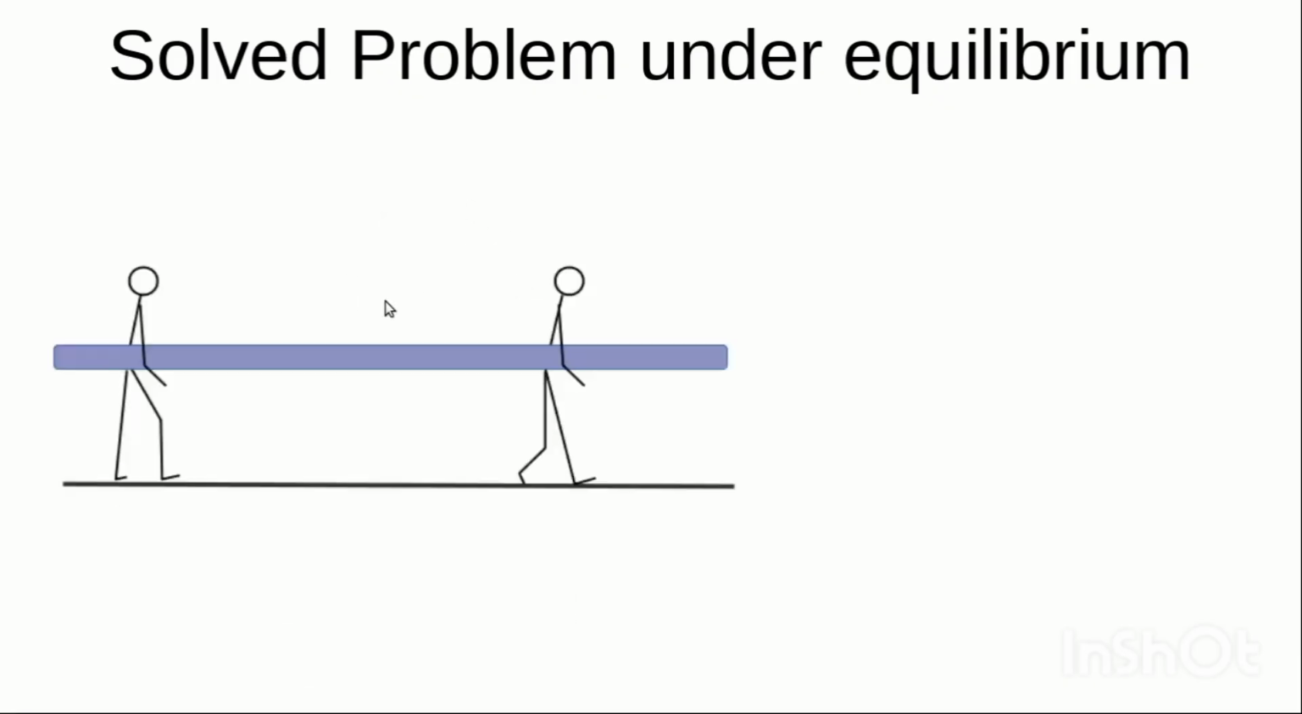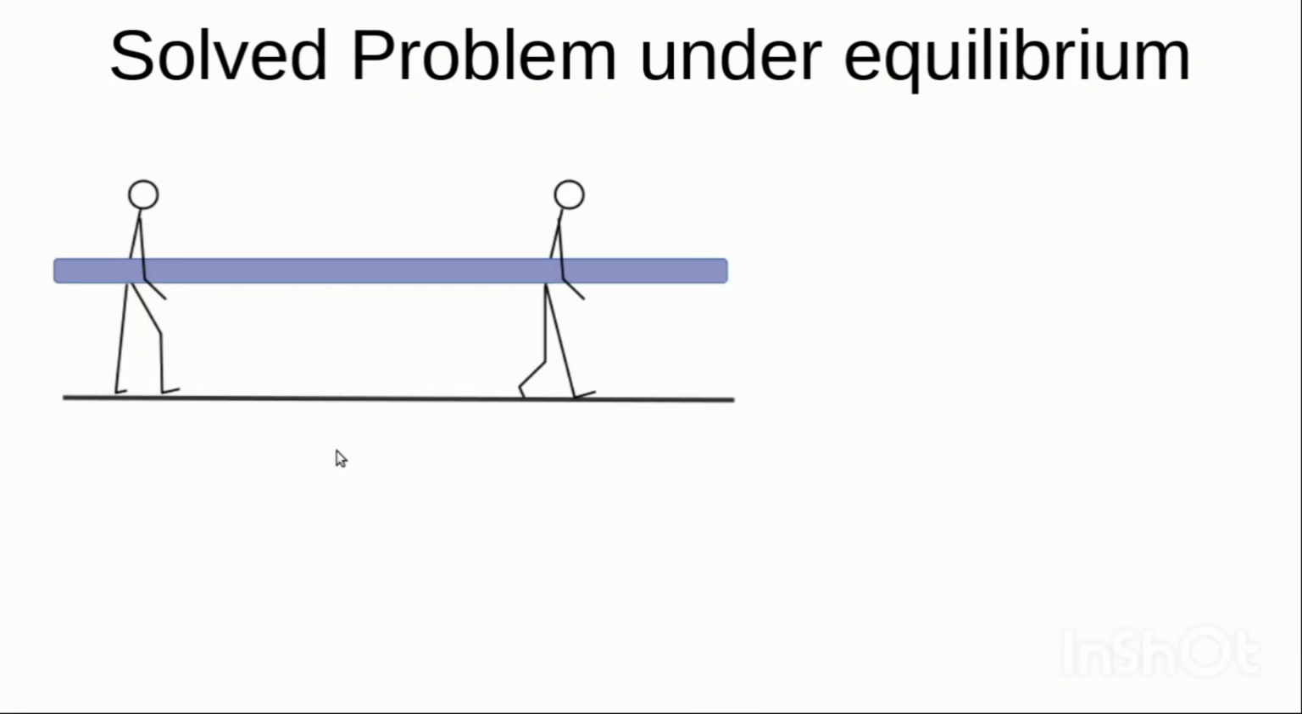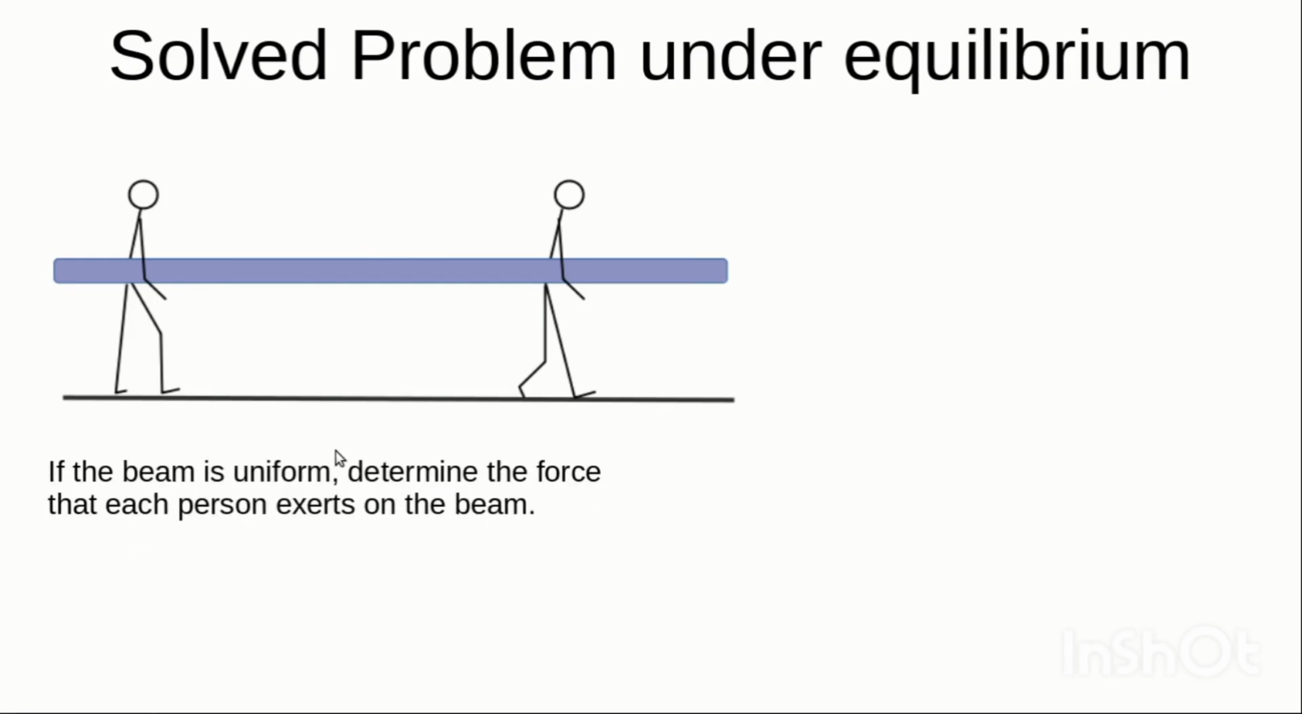In this video, we are going to be solving a problem under equilibrium. The problem we are going to be solving is given in the form of a diagram. So we have this diagram and the question that arises is: if the beam is uniform, determine the force that each person exerts on the beam.